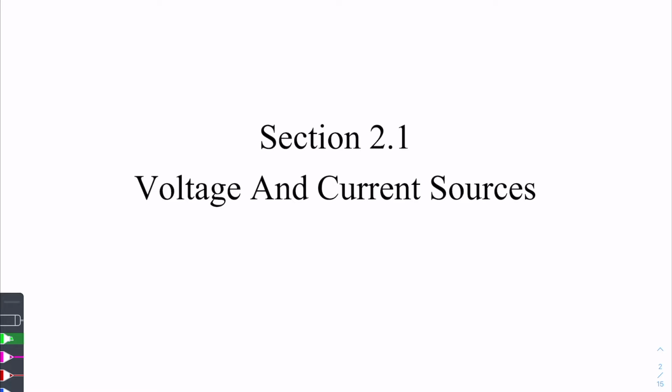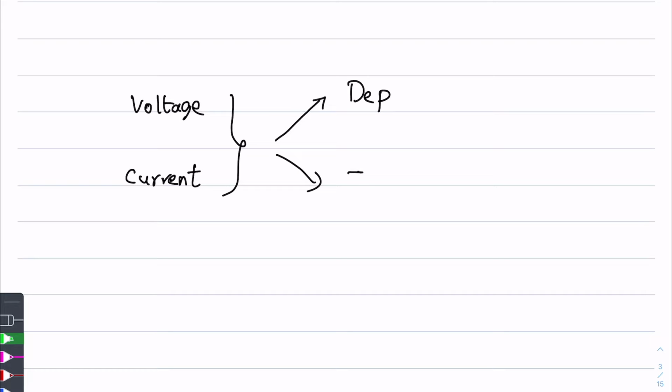We are going to look at section 2.1, voltage and current sources. There are two kinds of sources, voltage and current sources. And even within these two sources, we have two types: dependent and independent.